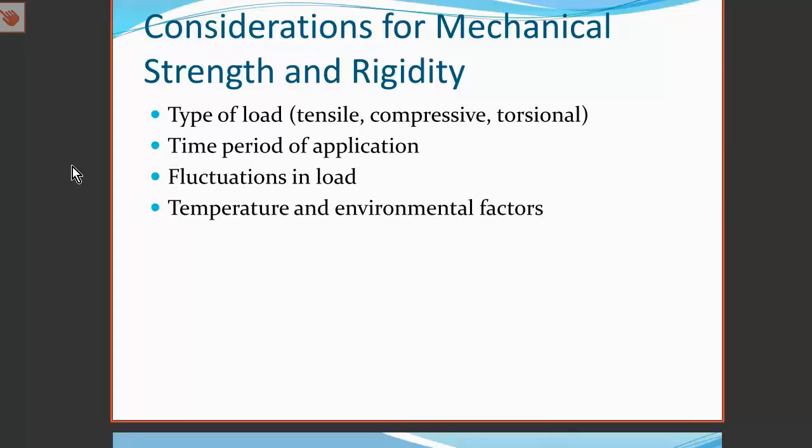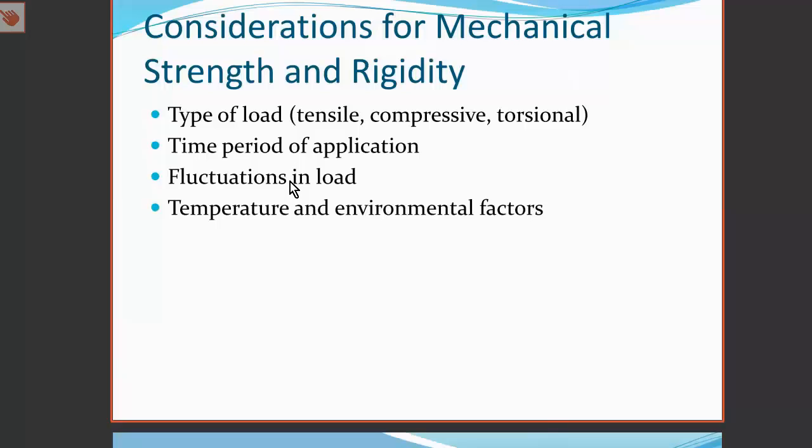When we are beginning the process of choosing a material for a particular application, particularly for a structural application, we want to know what the strength and the rigidity of the material will be under different types of load. For instance, it could be a tensile or stretching load, a compressive load that tends to squash the material, or torsional, a twisting load. We also want to know what the time period for the application of the force is, whether it would be a very short time or whether it will be a constant dead load.